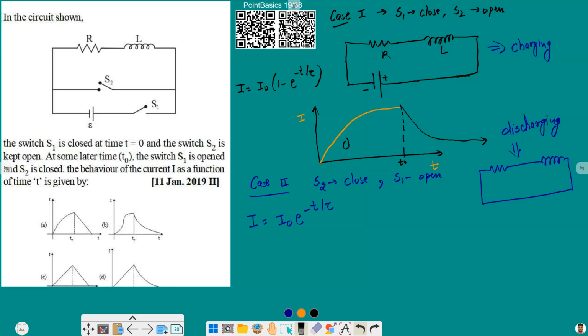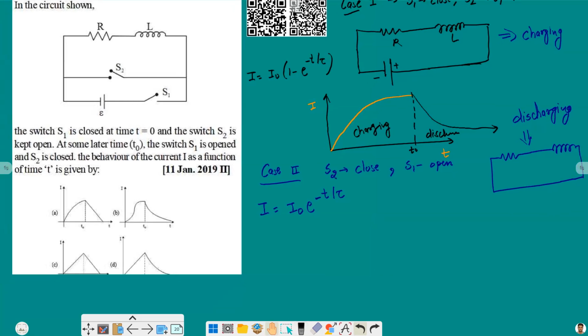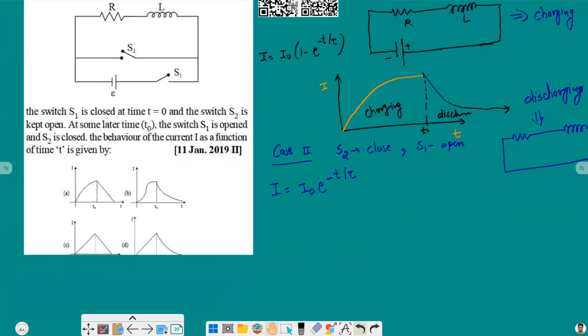So this is the charging part, and this is the discharging part. And if we try to match the answer here, in options C and D, the charging is given straight, meaning there is linear charging. And we know in case of an inductor, the charging is not linear, charging is exponential. So both C and D get rejected.